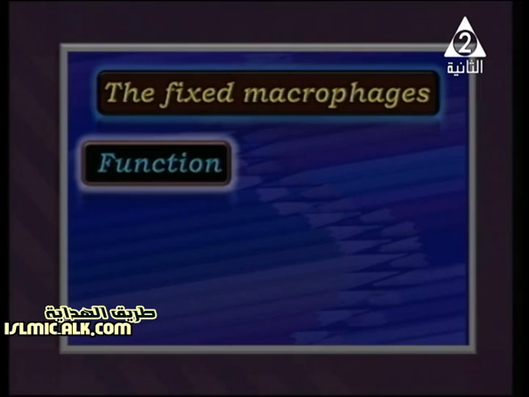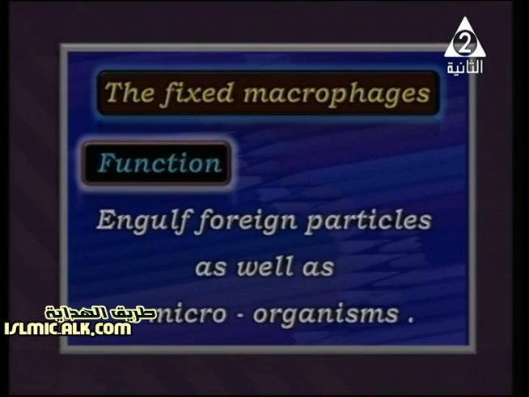What about the function of the first type, the fixed macrophages? They engulf the foreign bacterial cells. As we said, engulfing means they surround the foreign body and destroy it, so it doesn't appear again. This applies to microorganisms, and because they are large, they have the ability to engulf even macroorganisms that enter your body.